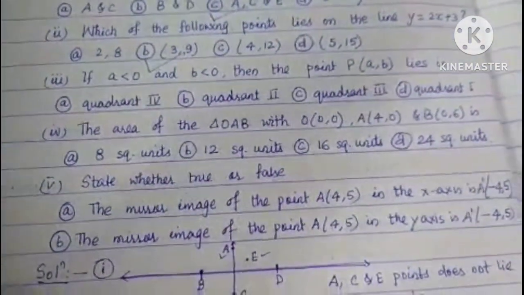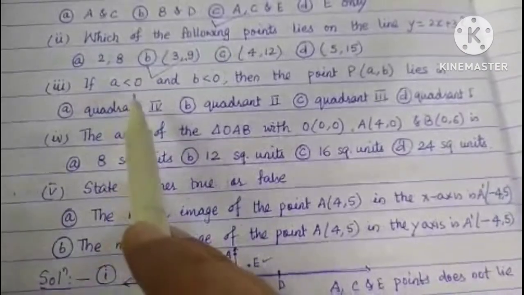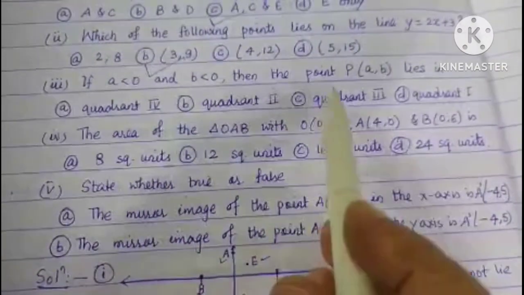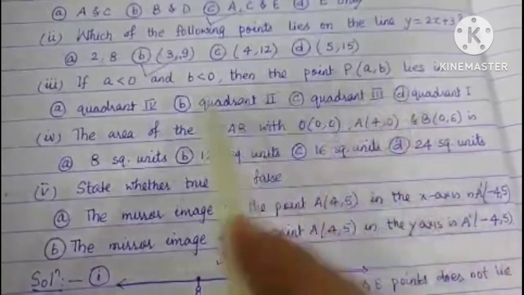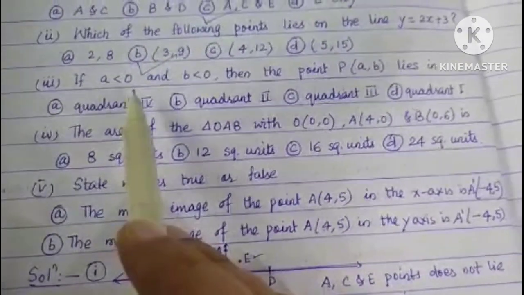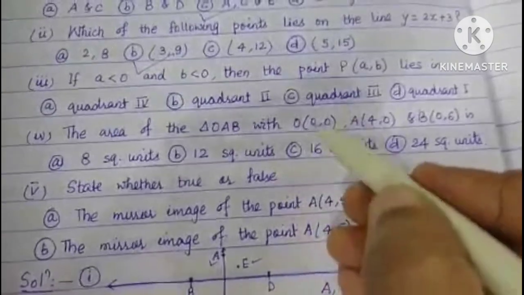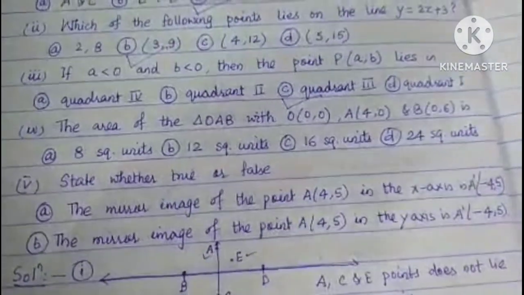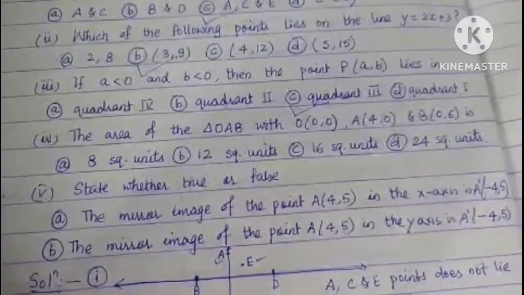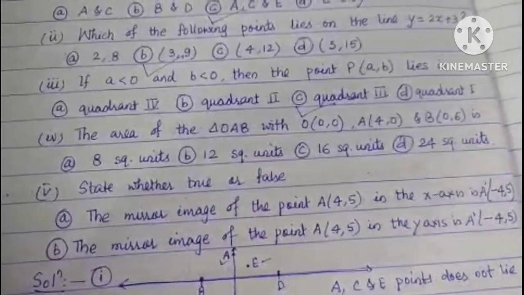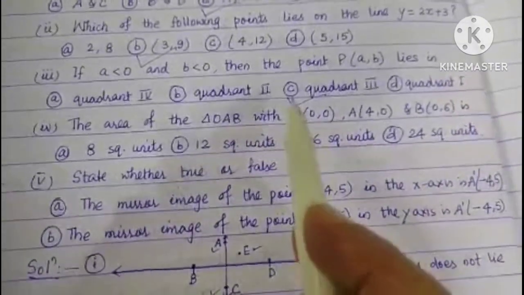Okay. Now question 3. If a is less than 0 and b less than 0, then the point P(a, b) lies in, basically less than 0 means it is negative. So if both are negative, the point will lie in quadrant 3, as we all know. In quadrant 3 both the abscissa and ordinate of a point are negative, you all know.